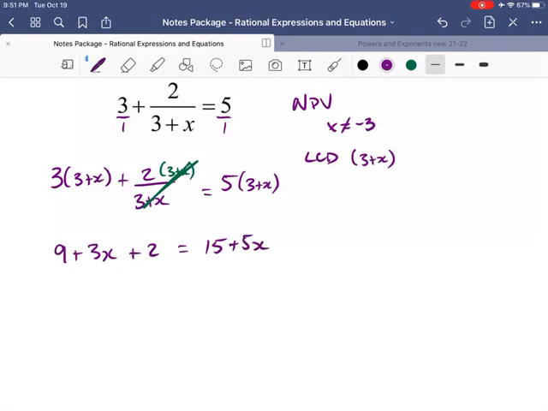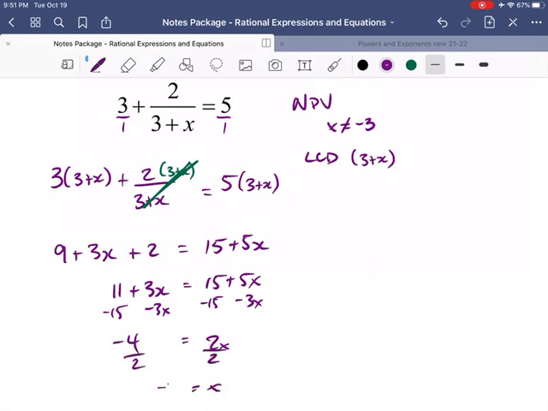Let's go ahead and solve. We have 11 plus 3x is equal to 15 plus 5x. Subtract 3x and subtract 15. So negative 4 is equal to 2x. Divide by 2, so x is equal to negative 2. That's our solution. And we've written down our non-permissible values, so we are good to go.